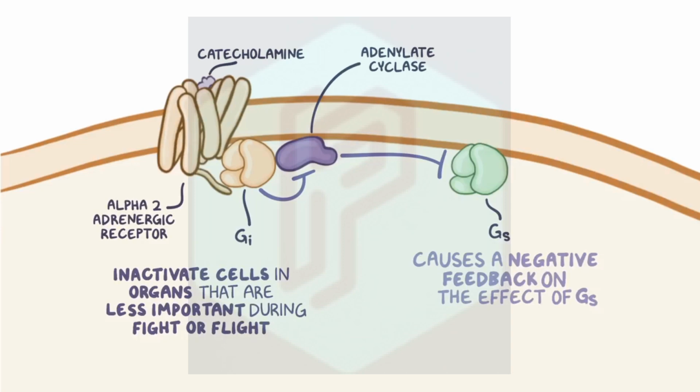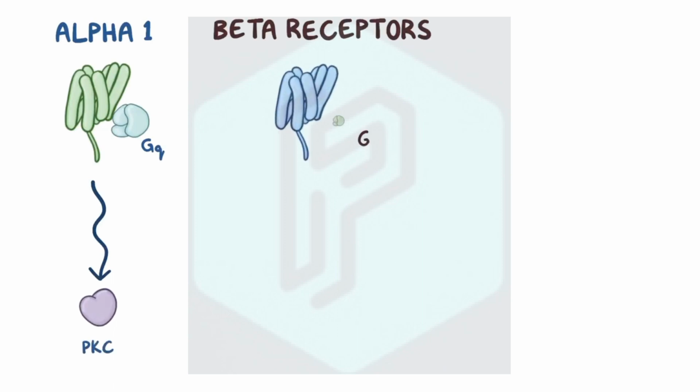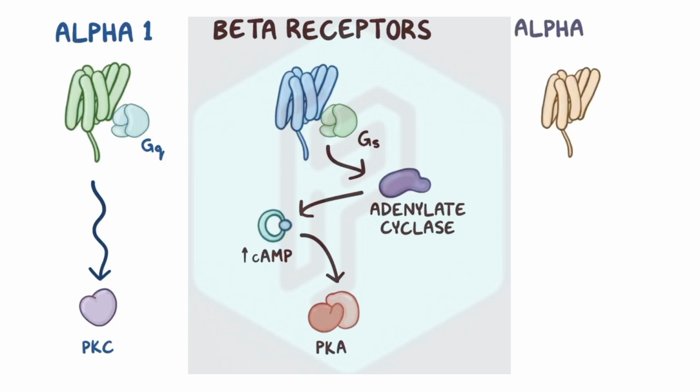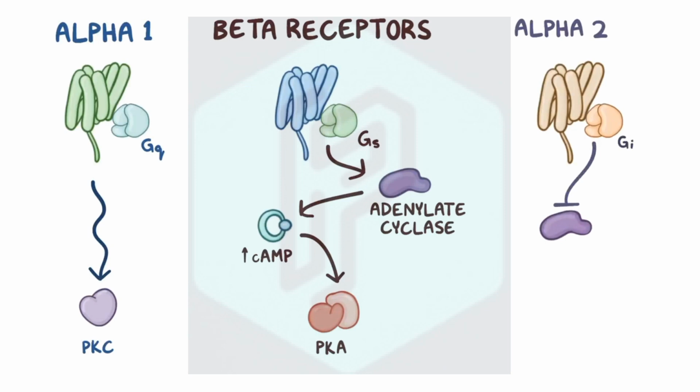Alright, as a quick recap. Adrenergic receptors are G protein coupled receptors present on the cell membrane of many organs. Alpha 1 receptors interact with GQ, which triggers a cascade that ultimately activates the enzyme PKC. Beta receptors interact with GS, which stimulates adenylate cyclase to increase cAMP and activate PKA. And alpha 2 receptors interact with GI, which inhibits adenylate cyclase, causing a negative feedback on the effect of the protein GS.